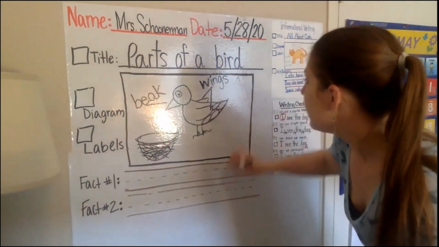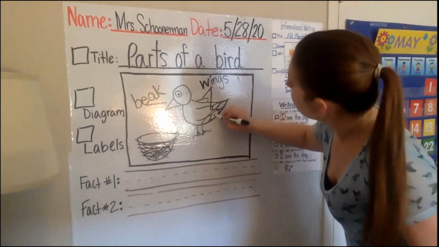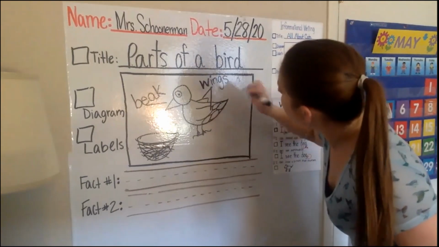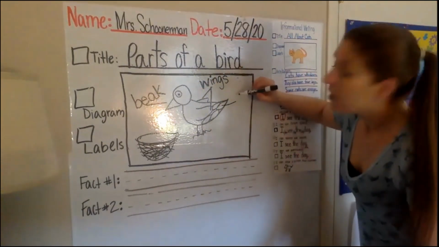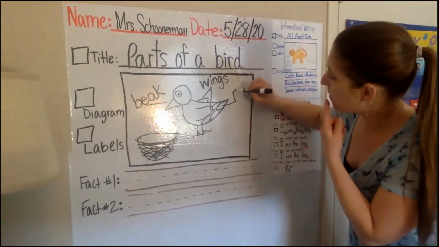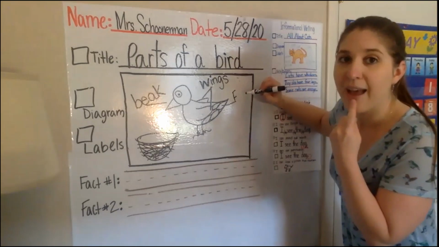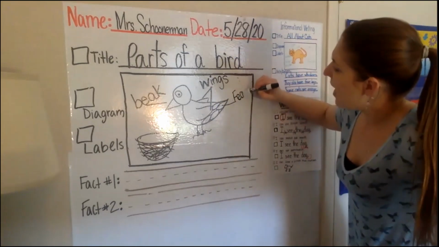Okay, what else? Let's see, feathers. Birds have feathers. So I'm going to label some feathers. I'm going to label his little tail feather. That's his tail feather right there on his tail. Starts with an F. There's an E. And then an A.